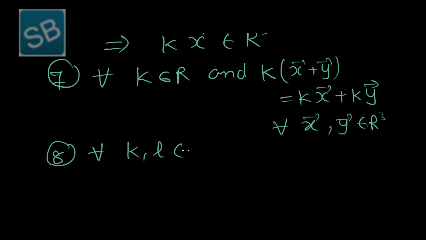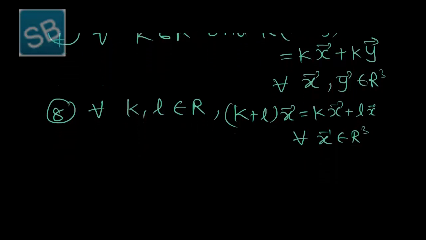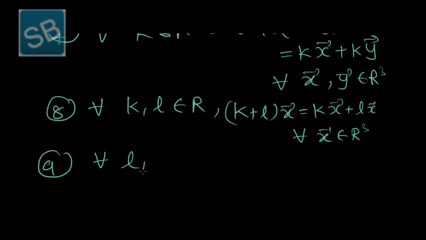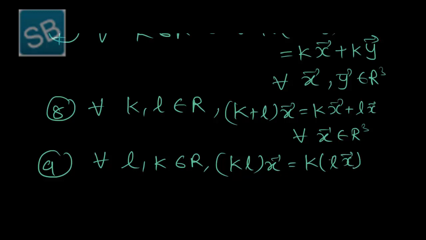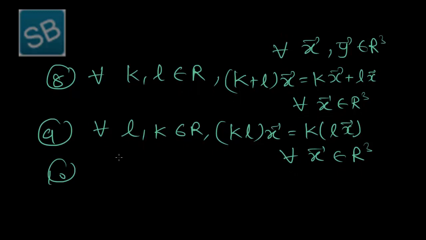For all k, l belonging to R, real numbers, (k plus l) times vector x is equal to k times vector x plus l times vector x, for all x belonging to R³. For all l, k belonging to R, (kl) times x is equal to k times (l times x), for all vectors x belonging to R³. So if we multiply 1 with vector x, that gives vector x, for all vectors x belonging to R³. So these are the properties of vectors under addition and scalar multiplication.